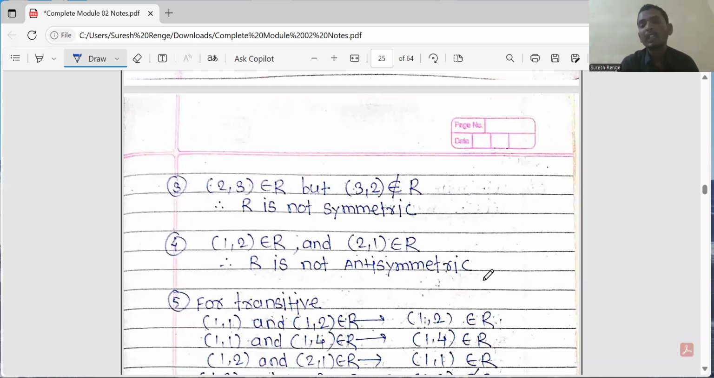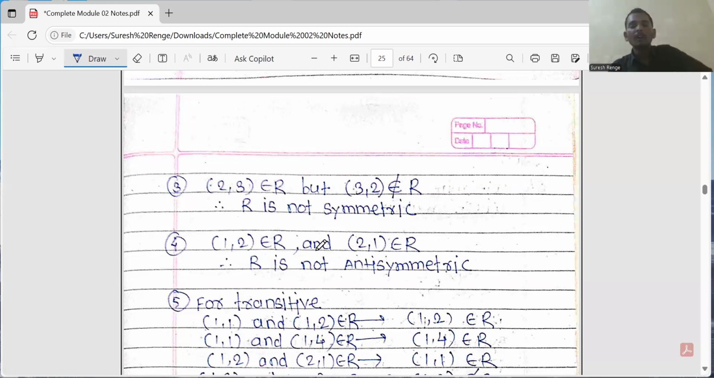But 1,1, 2,2, 3,3 are allowed in that relation. Self-related elements are allowed, but other than the self-related elements, a symmetric element does not exist. Then we call that relation anti-symmetric.